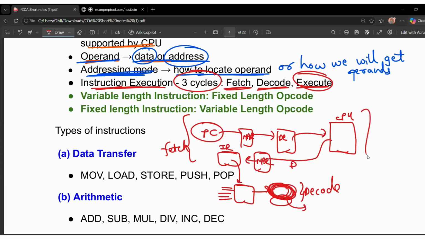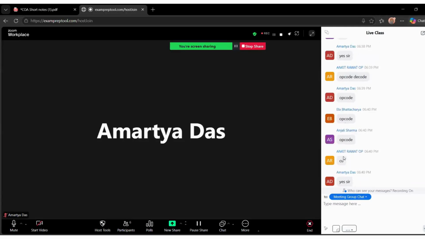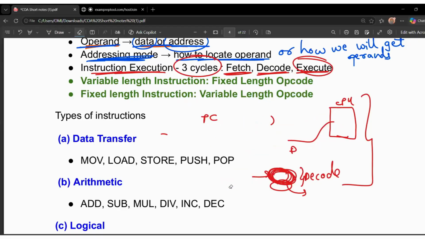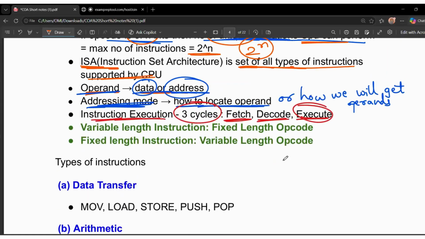Yes, the entire flow. How many of you remember the entire flow? From PC to MAR to decoder to CPU, then coming back to MBR, then IR, and here you will get the instruction. So we have seen the instruction execution.